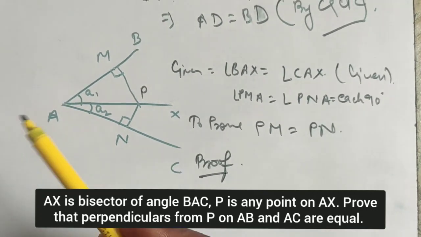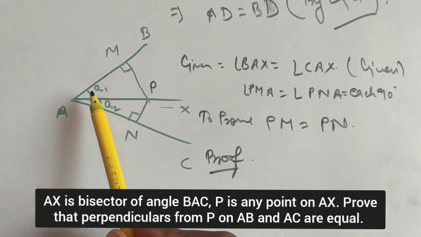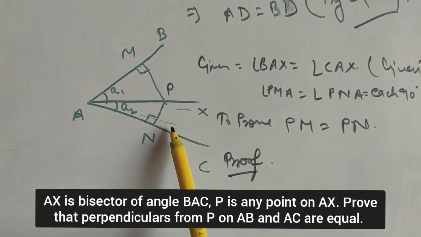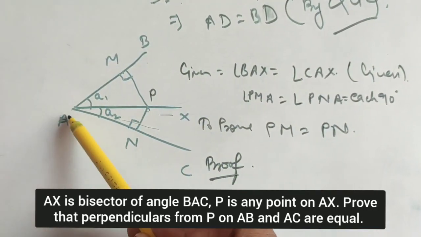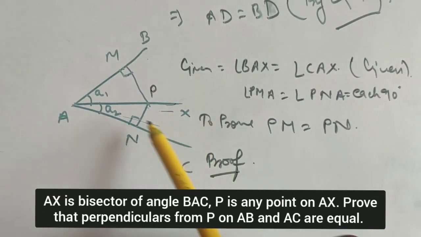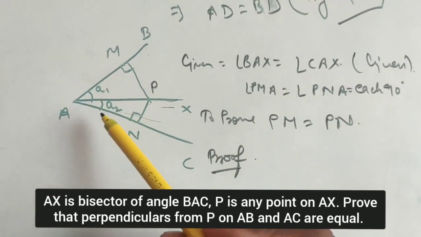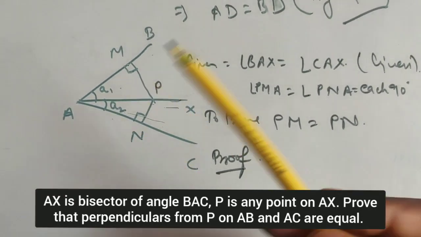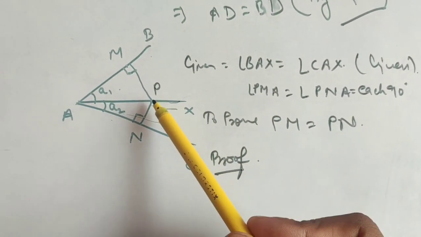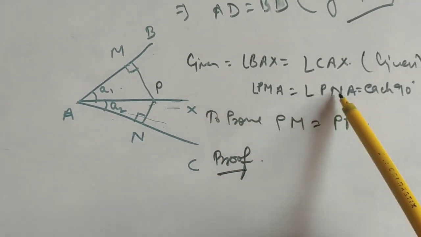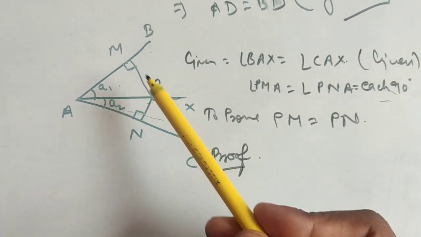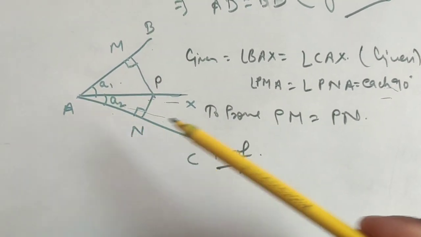So in this question, AX is the bisector of angle BAC. So if AX is the bisector, it means the angle BAX and angle CAX are equal, which are represented here as A1 and A2, because it is a bisector. And the perpendiculars from P are PM and PN. So it means each angle is 90 degrees. PMA and PNA are 90 degrees.